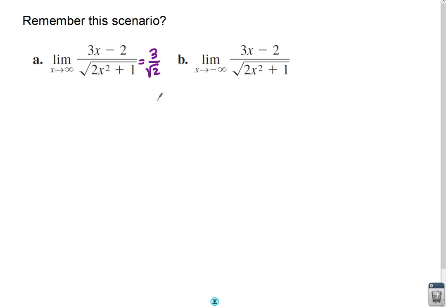Okay. Now notice this question is very similar to this question, but instead of approaching positive infinity, now you're approaching negative infinity. Because you're approaching negative infinity, that means this up here is going to be a negative. We already know that this is going to be a positive. So that means your limit is going to be negative 3 over root 2. Does that make sense? Hope so. Moving on.